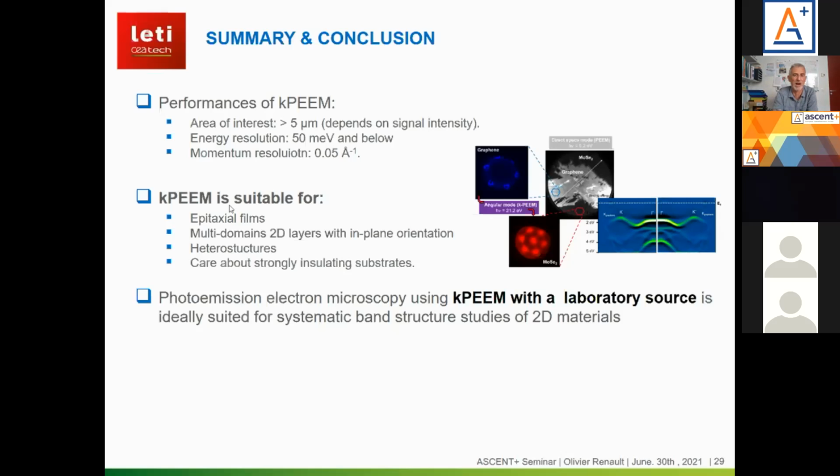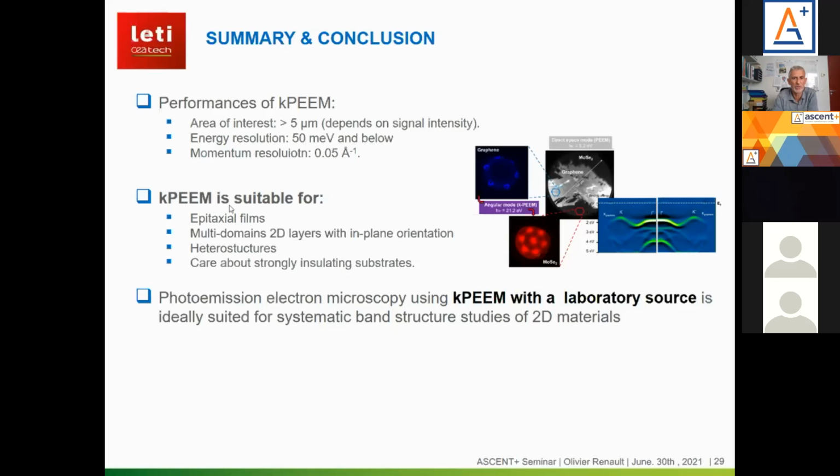Momentum resolution is in the order of 0.05 reciprocal angstrom. So KPEEM is suitable for epitaxial films, multi-domain 2D layers with in-plane orientation, heterostructures. You have to take care with strongly insulating substrates, and it's really very suitable, as I've told you, given how quick the process is. So typically acquiring data takes less than 20 minutes compared to several hours for ARPES.